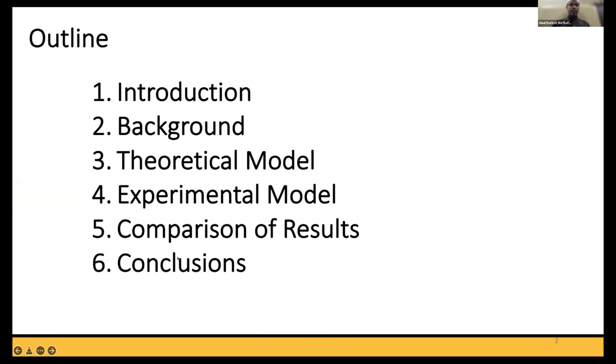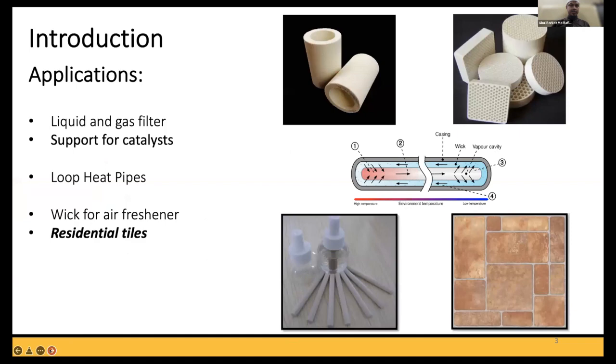This is the outline which I will be following throughout my presentation. So let's go to the introduction. Ceramic tile is a porous material which has a lot of applications. It is used in liquid and gas filters to support catalysts. It is used in loop heat pipes for the dissipation of heat. It is also used as a wick for air fresheners, and obviously it is used mostly in preparing residential tiles. Our research is mainly focused on residential ceramic tiles.